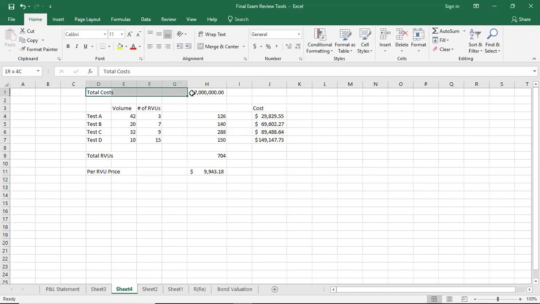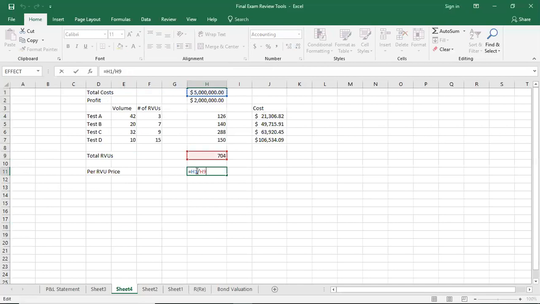Maybe I should split up this cost and profit thing a little bit. Let's do that. Okay. Your costs are the same, and then your profit is going to be here. So when you calculate your per RVU price, you're going to want to add those two together. So it's your total costs plus your profit divided by the total RVUs. And that shows us the same numbers we had before.